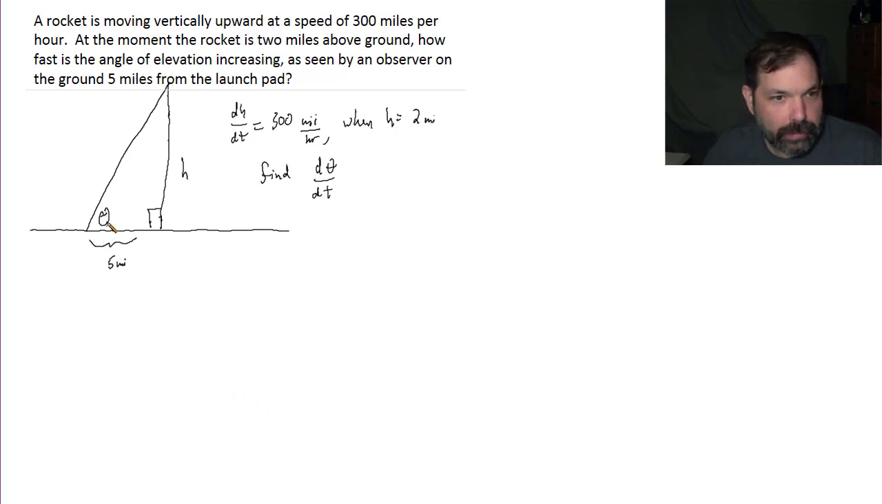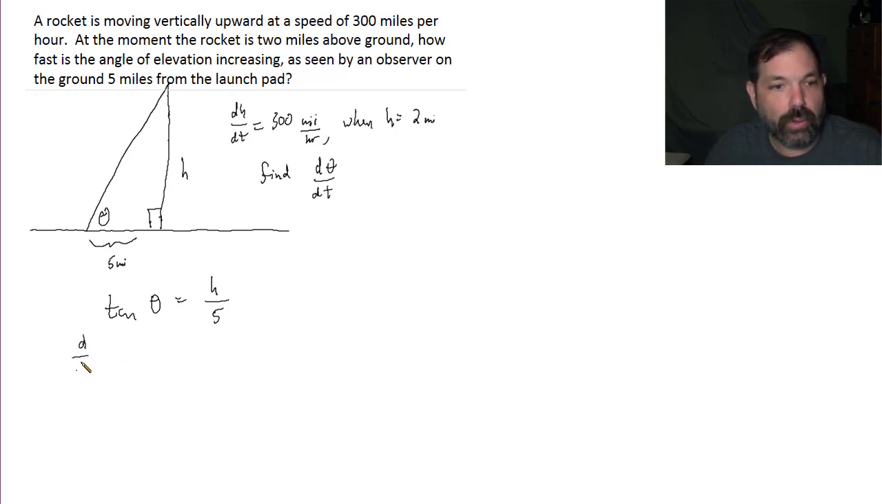Well, let's see. If we think about this right triangle, and we have the angle theta, we have h opposite the angle theta, and 5, this distance from the person to the launch pad, is 5 miles. That's adjacent to the angle theta. So I can use the tangent ratio. So tangent theta is equal to h over 5.